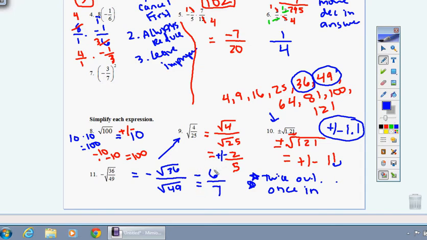Now I can't forget this negative. This one is not plus or minus. It's only negative 6 over 7 because it tells us from the beginning that the answer has to be negative. If we're taking the negative square root of 36 over 49, then our answer has to be negative as well.